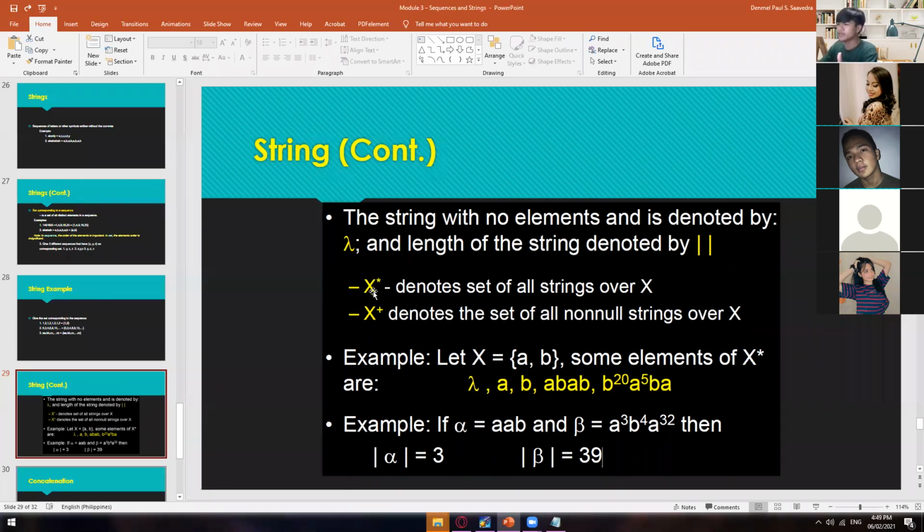And then we have another one here. This is just a variable, so it could be any variable. But what is important here is the asterisk symbol. If we have the asterisk, this one denotes all the possible strings over that variable. And if we have plus, this one denotes the set of all non-null strings over X. When you say non-null, just simply do not include this one. But if it's all strings, then you have to include the empty set or no elements.